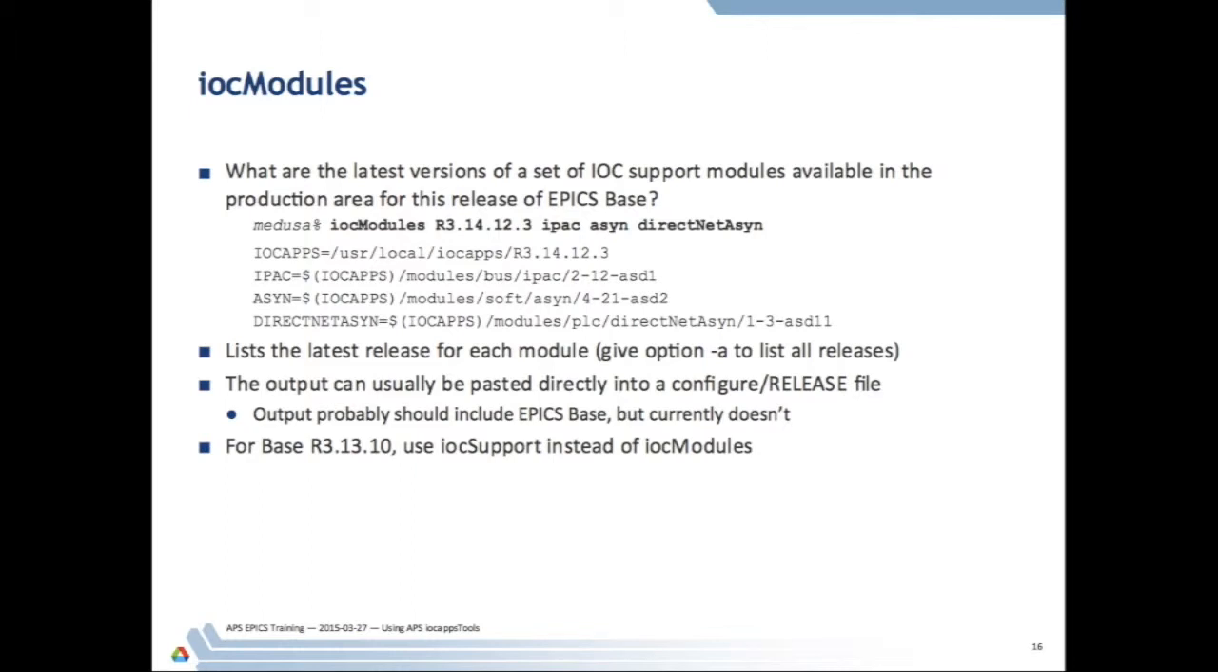So the idea is you should be able to just copy this list and cut and paste it directly into your release file. For some reason, this doesn't actually include Epic's base in the list, but I guess you could probably even mention Epic's base on the command line there. I haven't actually tried that. It probably should do that automatically, but currently it doesn't.